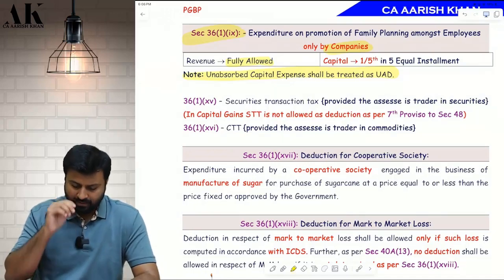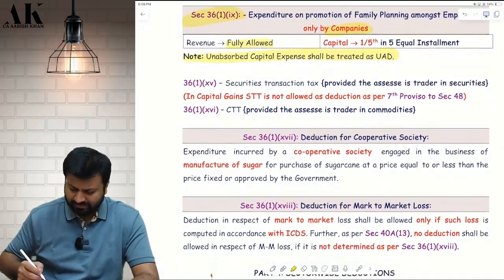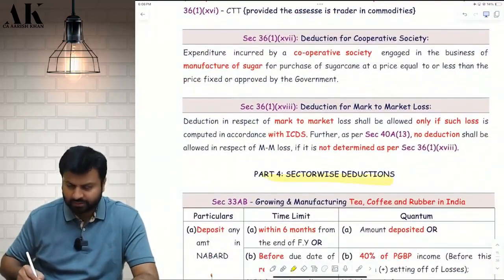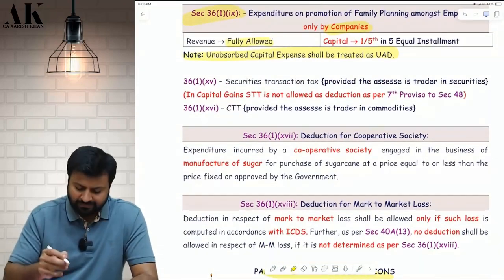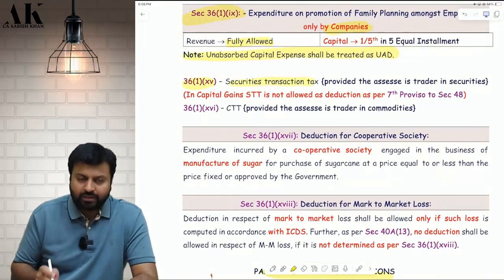Next few small deductions are there. After that, we'll move ahead with our next part, that is sector-wise deductions. That is a very big part. Now, the next one is 36(1)(xv), that is securities transaction tax.